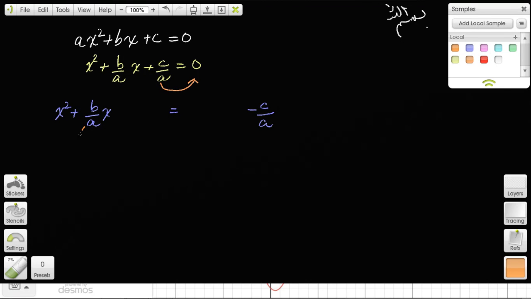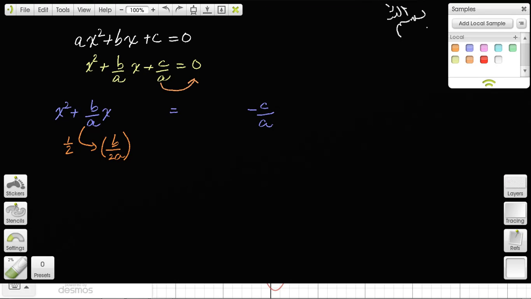And then I take half of this, put it right there. Half of b over a is going to be b over 2a. How is that? I'll show you how. b over a, half of this, half of that is going to be b over 2a. That's half of that.